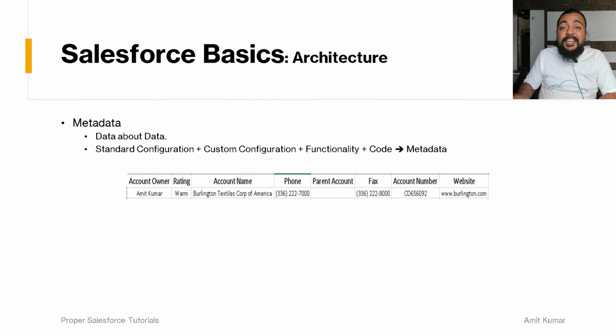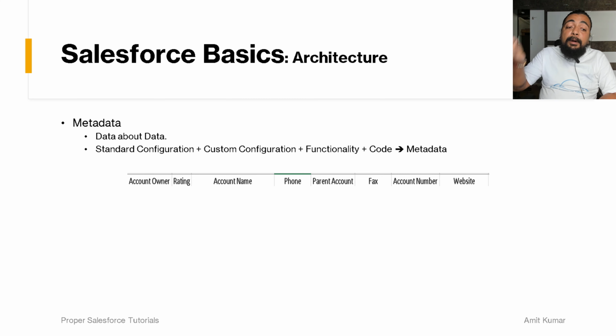Each piece of information here is data. But information about the data, like what that information is, whether it is an account number, and whether it is a text, a number, a date, or a currency, that information is metadata. There are different categories of metadata. Right now I am giving you a very simple category, that is standard configuration or custom configuration. But even the functionality that you implement and any code that you write also come under the category of metadata.